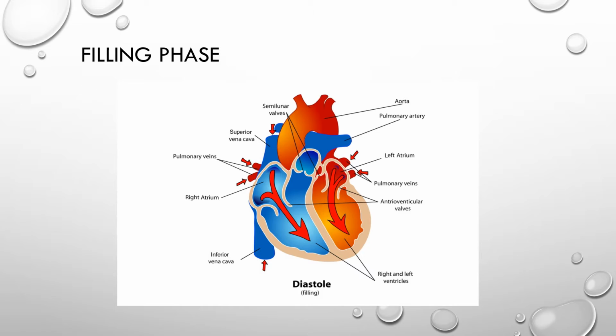So we call filling phase when both atria and ventricles are relaxing. When they relax, their internal volume increases and blood flows into the heart through the major veins. Blood flows into the atria and then through these open atrioventricular valves it goes down into the ventricles. So this phase of the cycle is known as diastole. So this is actually the relaxing phase where heart is filled with blood.